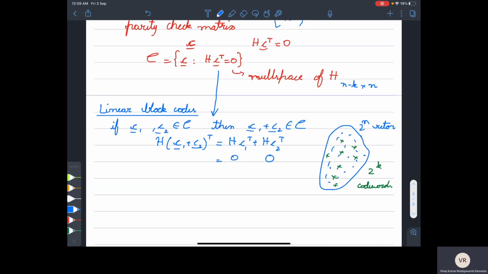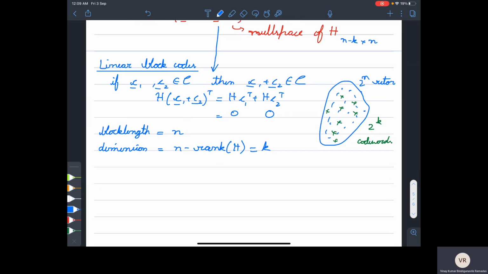So the parameters that define a linear block code are first of all the block length, here n, the dimension of the code, which is given by n minus the rank of H, denoted by k, right? And lastly, recall our examples of the repetition code and the single parity check code.